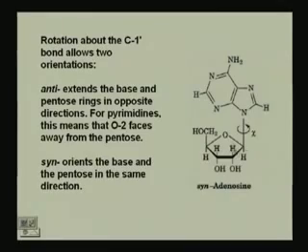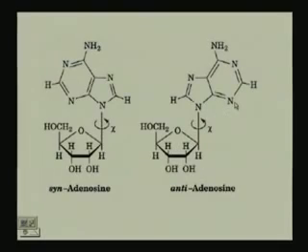Okay. This is a syn orientation, because in the purine case, we have the 6-membered and the 5-membered rings fused to one another, right? And when you have a syn orientation, you have the base and the pentose, that is this part of the sugar, on the same side. It is anti when it goes on the other side. Okay. Now, this rotation is also possible.